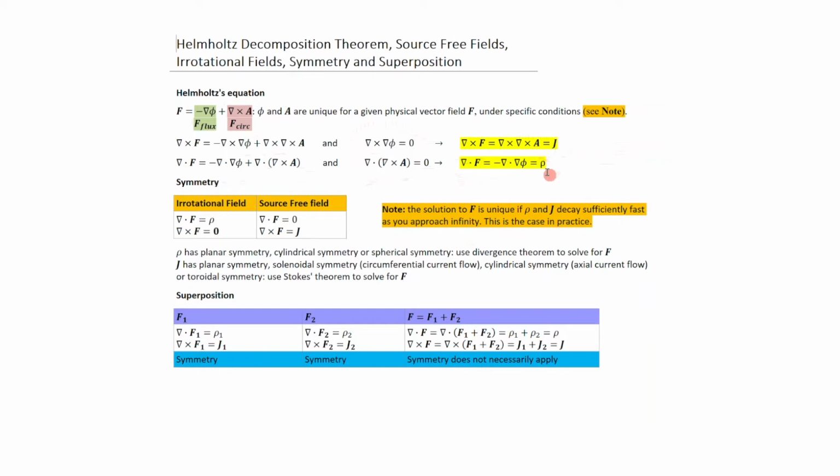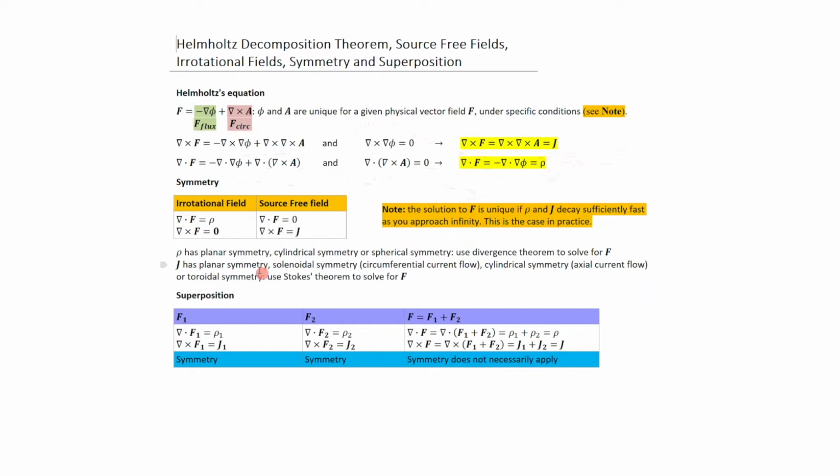Typically, rho is given and J is given, and in principle you can solve for the vector field F. But we were dealing with two different types of problems where symmetry can be applied. One of them is a rotational field, in which case the curl of the field will be equal to 0, and the divergence of F is a given. Or you can have a source-free field, in which case the divergence of the field equals 0, and the curl of the vector field is equal to J. So in the first case, we can apply the divergence theorem to link rho to F. In the second case, we can use Stokes' theorem to relate J to F.